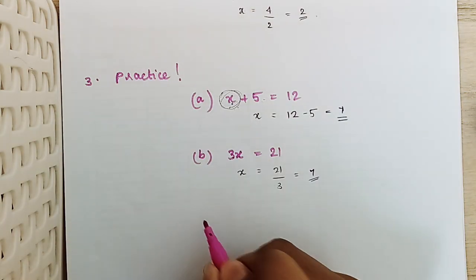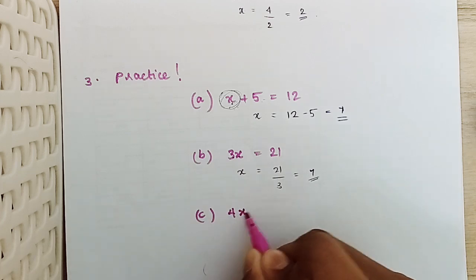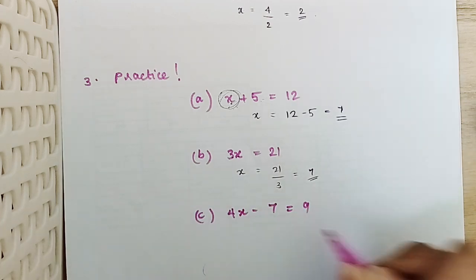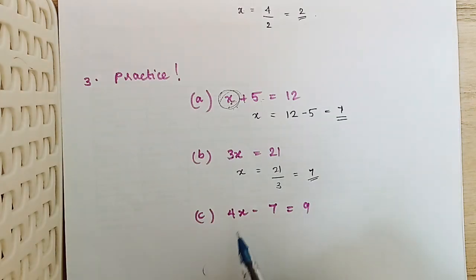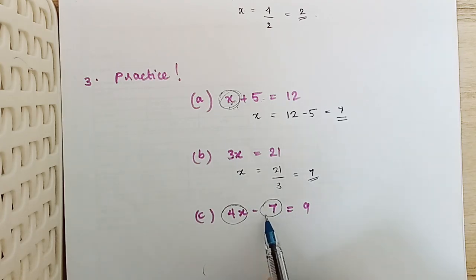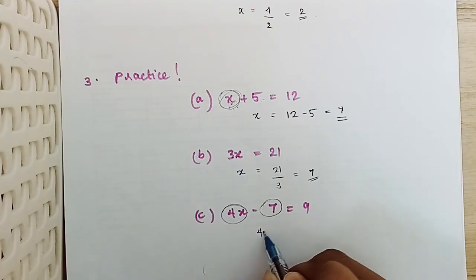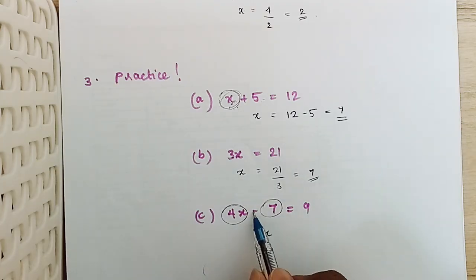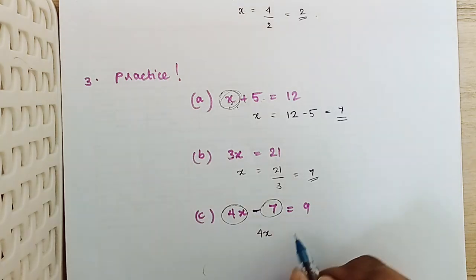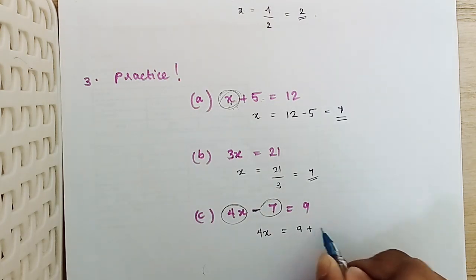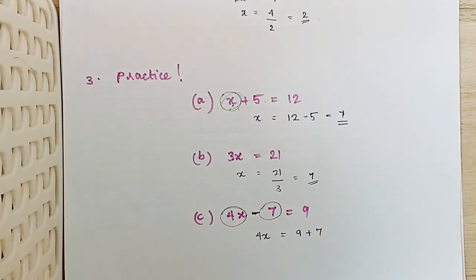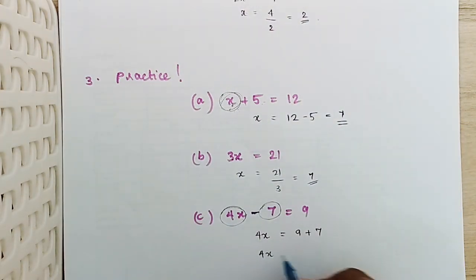Let's do one last question. 4x minus 7 is equal to 9. How do you solve this? Again, find x. To find x, we'll take 7 to the other side because this is one part, this is the other part. So when we take 7 to that side, it becomes 4x, and then the sign for 7 is minus over here. So when it goes to the other side, it becomes plus, which will be 9 plus 7. So 9 plus 7 will be 16. That is 4x is equal to 16.